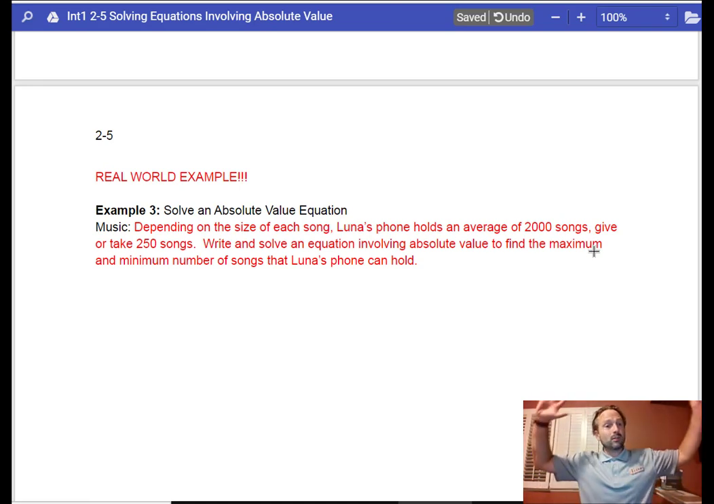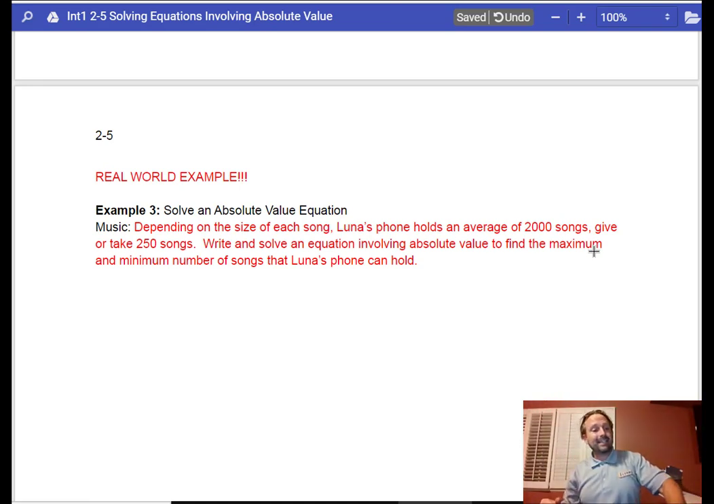So, a real world example. Remember, you do not need to write the red, just take the bullet points for me. Solve an absolute value equation. Depending on the size of each song, Luna's phone holds an average of 2,000 songs, give or take 250 songs. Write and solve an equation involving absolute value to find the maximum and minimum number of songs that Luna's phone can hold. So I'm going to pause this. I want you to try to put your bullet points.